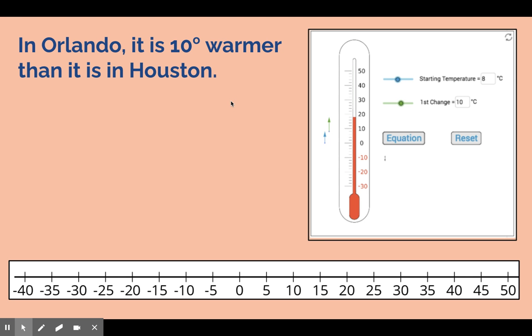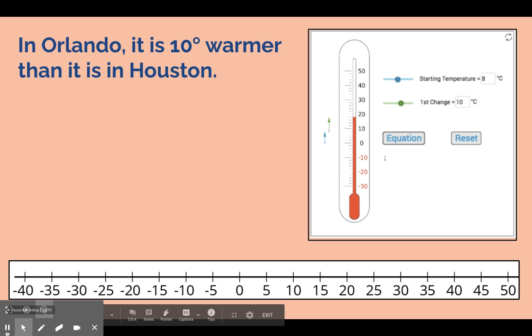So the first question says in Orlando, it's 10 degrees warmer than it is in Houston. And we know the opening sentence in the student companion says, one winter day, the temperature in Houston is 8 degrees Celsius. And we want to find the temperatures in these other cities and explain or show your reasoning. So again, on one winter day, it's 8 degrees in Houston, and in Orlando, it is 10 degrees warmer. So in the chat, if we're starting at 8 degrees in Houston and it's getting 10 degrees warmer, what is my final temperature going to be?